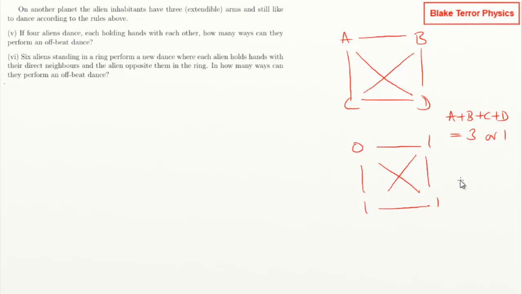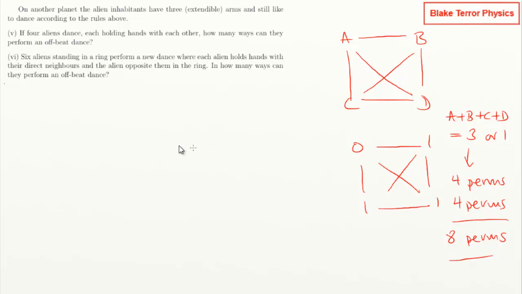If it's 3, we've got 1, 0, and any of them could be the 0. So that's 4 permutations. And if it's 1, then any one of them could be the 1. So that would also be 4 permutations. So we've got 8 permutations all in all.